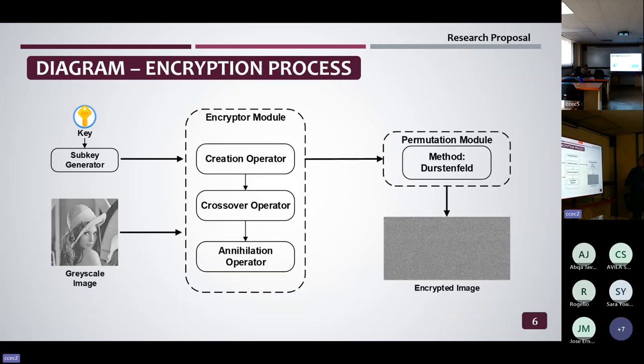The diagram of the encryption process. To start the encryption I need the K and grayscale images. The K is symmetric, functional for encryption and decryption. I need to generate the sub K for the process. For the word, I use the configuration CCA, and to finish the process, apply the permutation method based on Dunferstel, and finally the result is the encrypted image.